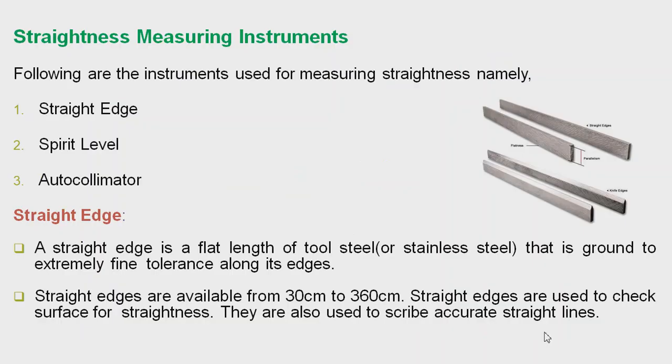How can we measure straightness? So there are following instruments available for measuring the straightness. Now first one is straight edge, second is spirit level, and third is autocollimator. Now what is straight edge? It is a flat length of tool steel that is ground to extremely fine tolerances along its shapes as shown in figure. These are available from 30 cm to 60 cm sizes. They are used to check surface for straightness. They are also used to scribe accurate straight lines.